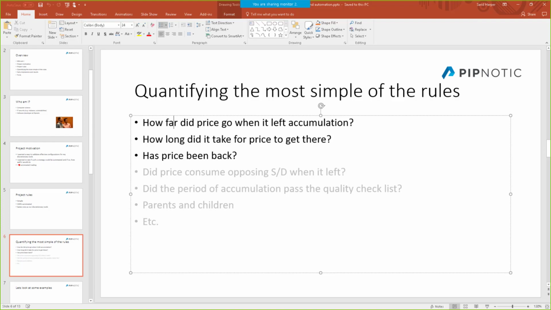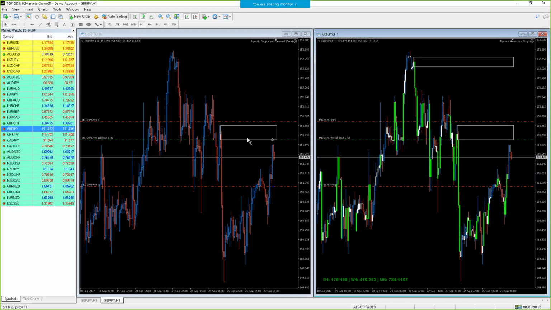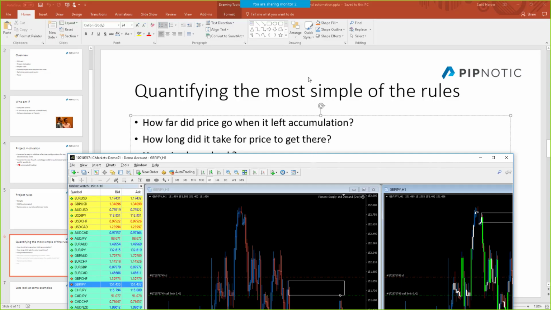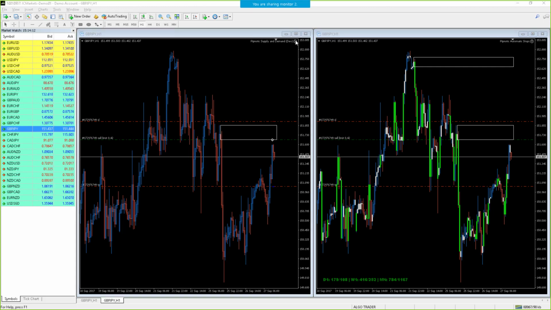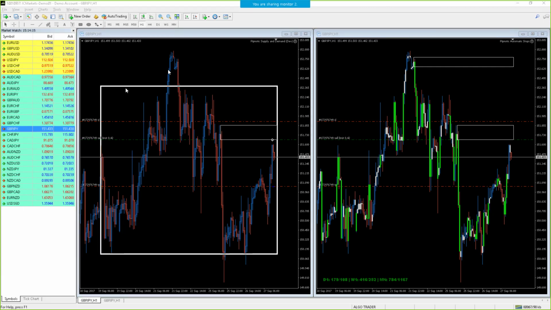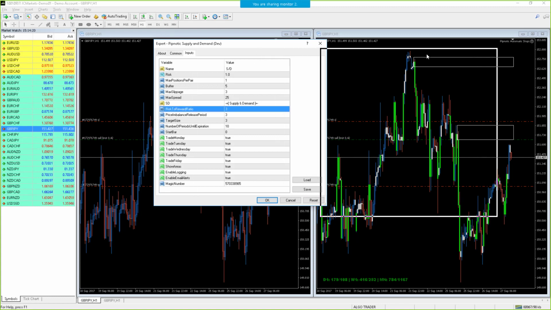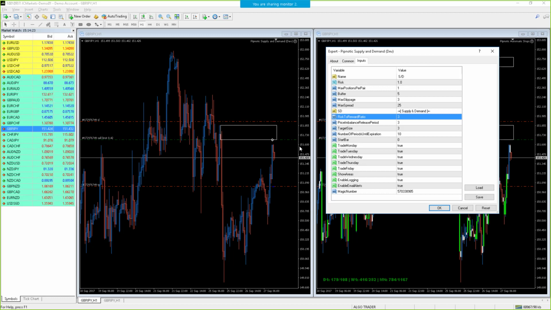So if we have a quick look at that, you can see very clearly, if I move this down, we look at the first one, how far did price go when it left accumulation? If we look at the configuration here, you can see that we have something called a risk-reward ratio. What does that mean? Well, that simply means that once the algorithm has identified an area of, in this case, supply, we know how big it is. So let's say, just for the sake of example, that this is 10 pips. We want the risk-reward ratio to be 3 times that.